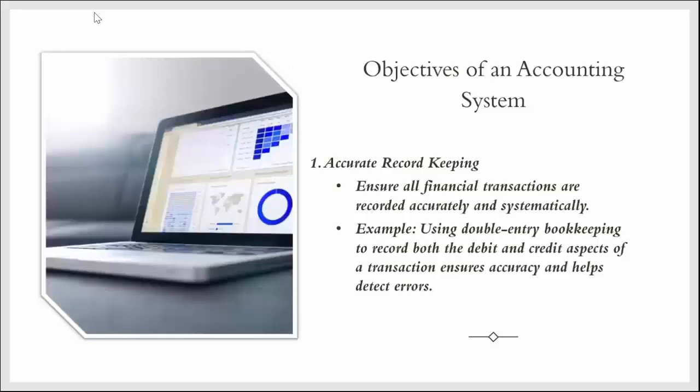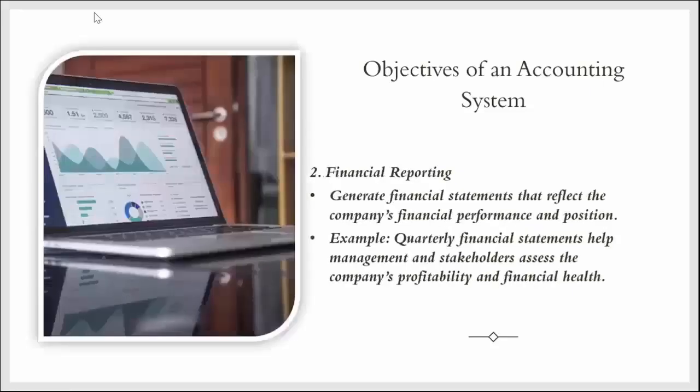Objectives of an accounting system. 1. Accurate record keeping. Ensure all financial transactions are recorded accurately and systematically. Example, using double entry bookkeeping to record both the debit and credit aspects of a transaction ensures accuracy and helps detect errors. 2. Financial reporting. Generate financial statements that reflect the company's financial performance and position. Example, quarterly financial statements help management and stakeholders assess the company's profitability and financial health.